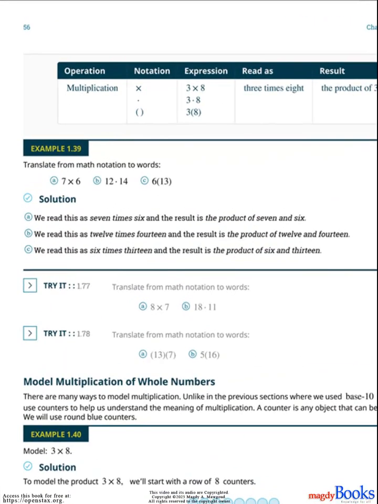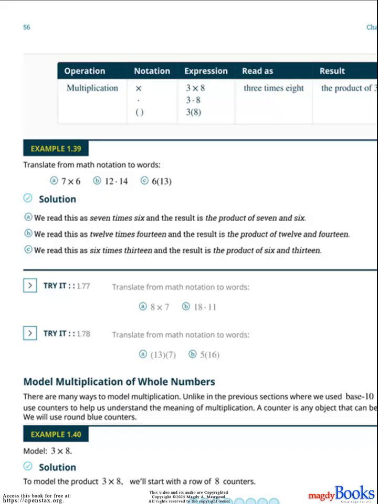Example 1.39. Translate from math notation to words. A. 7 multiplied by 6. B. 12 dot 14. C. 6 open parenthesis 13 closed parenthesis. Solution. A. We read this as 7 times 6 and the result is the product of 7 and 6. B. We read this as 12 times 14 and the result is the product of 12 and 14. C. We read this as 6 times 13 and the result is the product of 6 and 13.